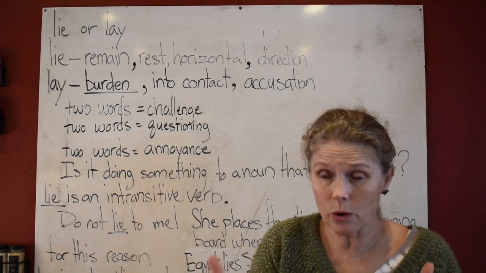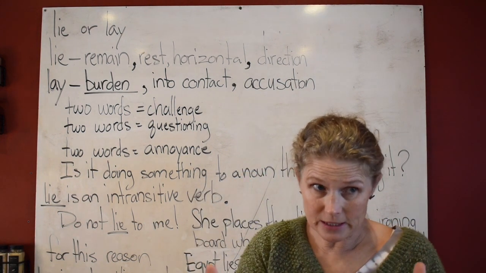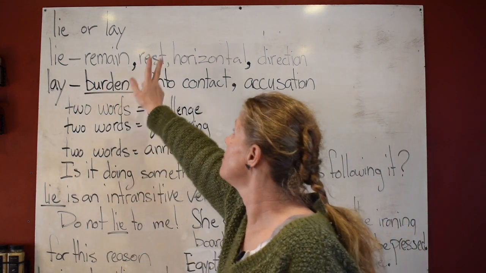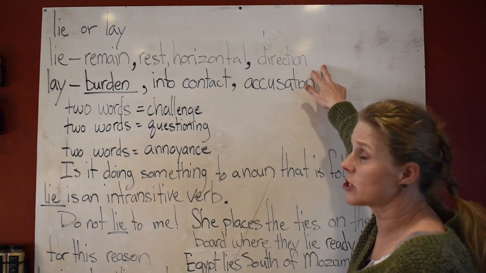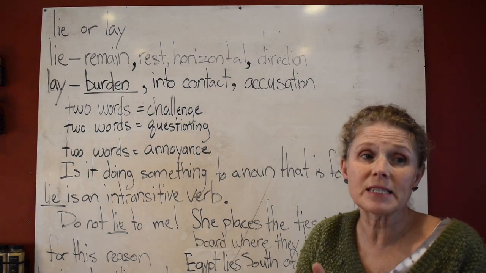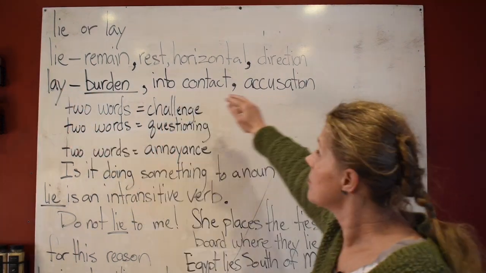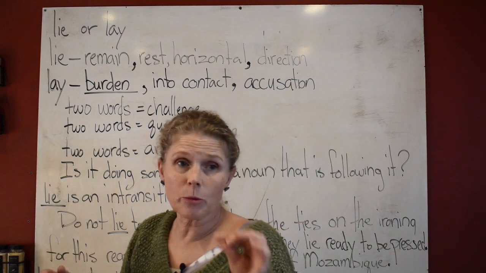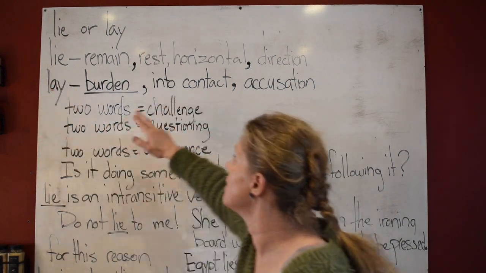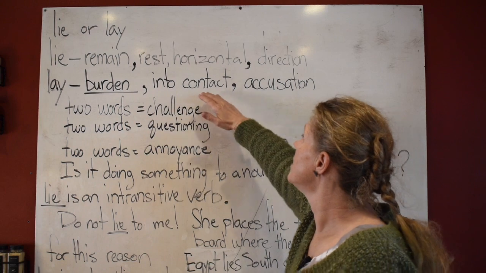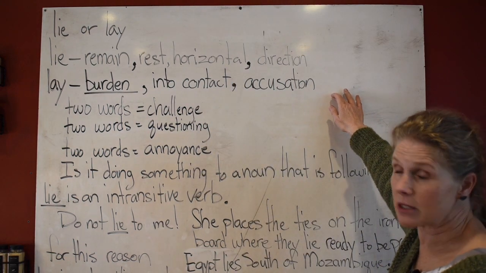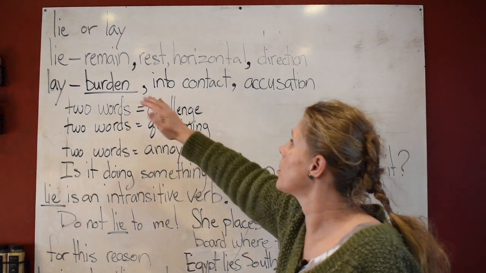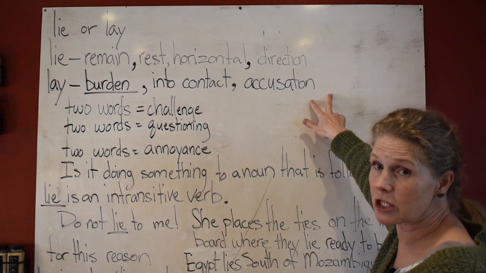So simple present, that's where we're at, right? Boys, you understand that? What's the definition of lie in simple present? Remain, rest, horizontal, and direction. What is the simple present tense of lay? Burden, into contact, an accusation. Say it again. Burden, into contact, an accusation. So important that you get that. Lay means burden, into contact, accusations.